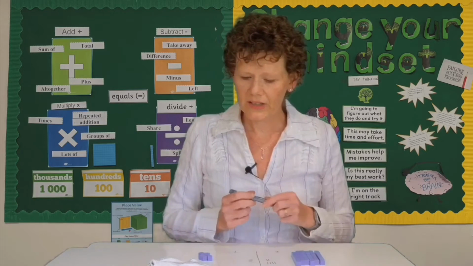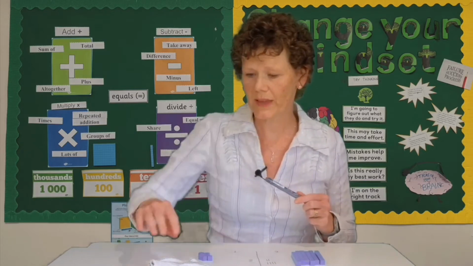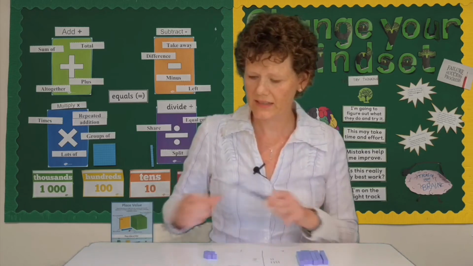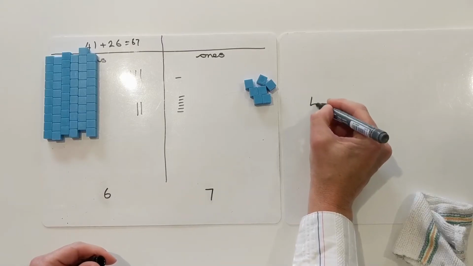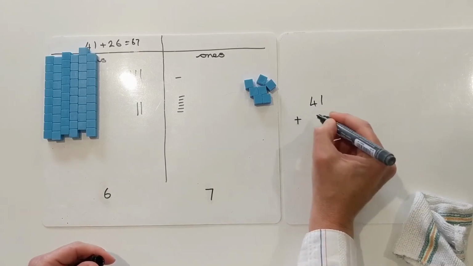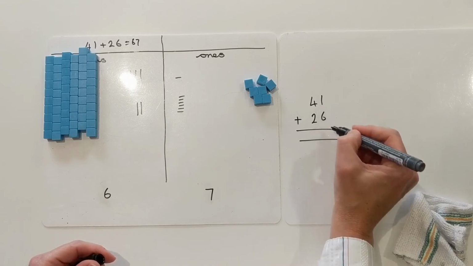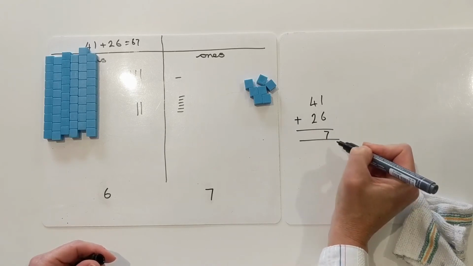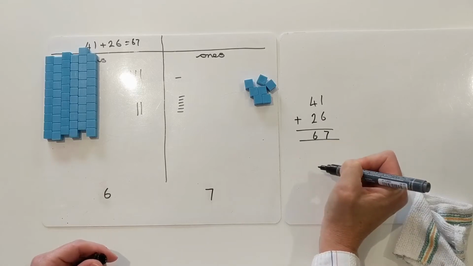So you can see how this is leading on to our formal methods, and if I just do that here, something that I'm sure you're already very familiar with, we have 41 add 26, 1 add 6 is 7, so I have 7 ones, I have 4 tens and 2 tens, that's 6 tens, so my answer is 67.